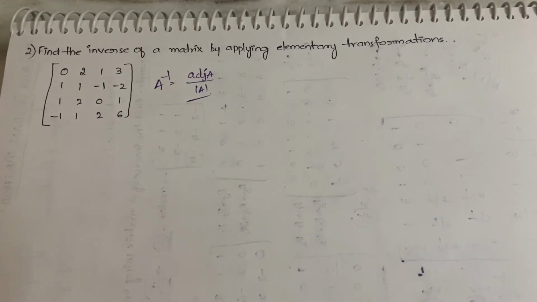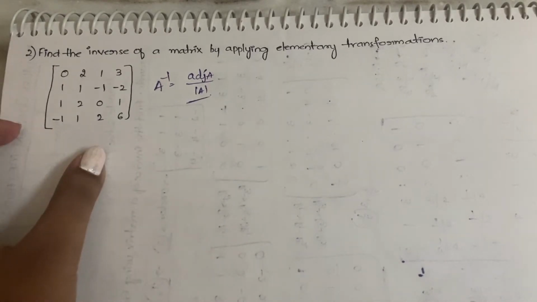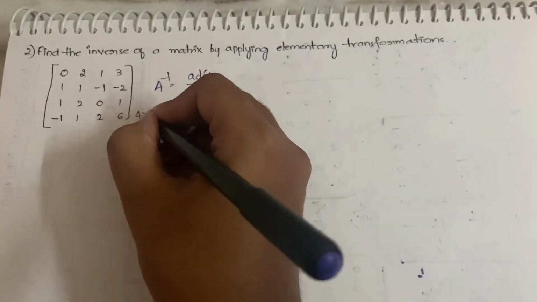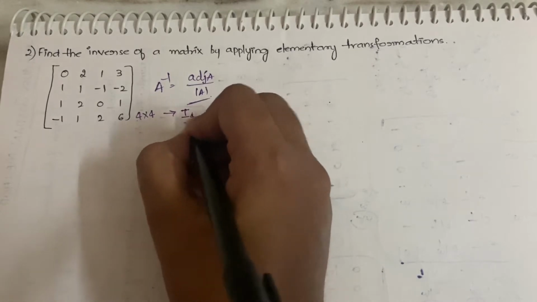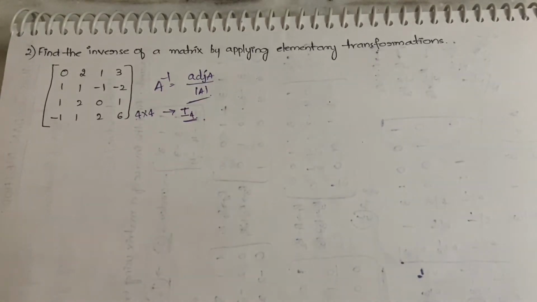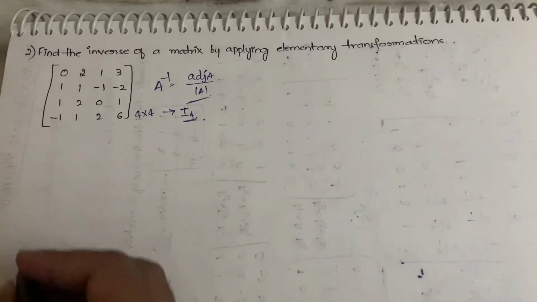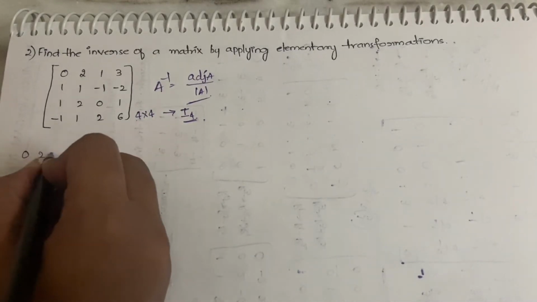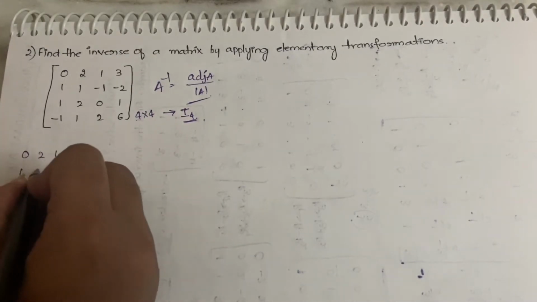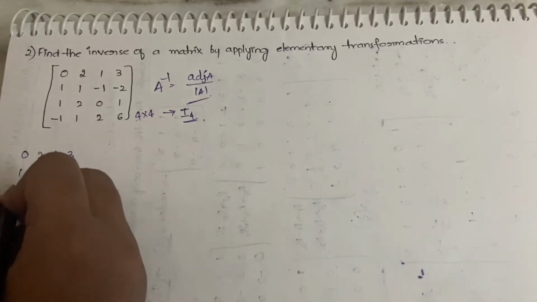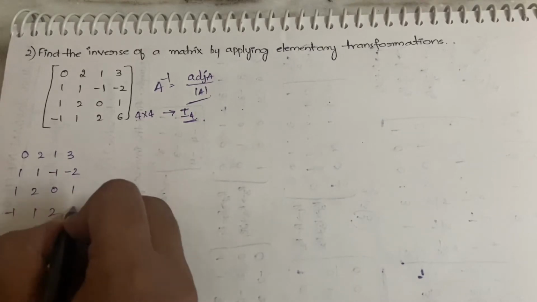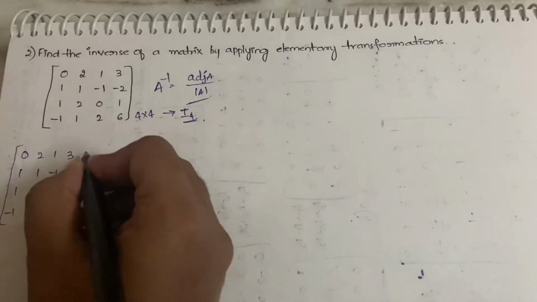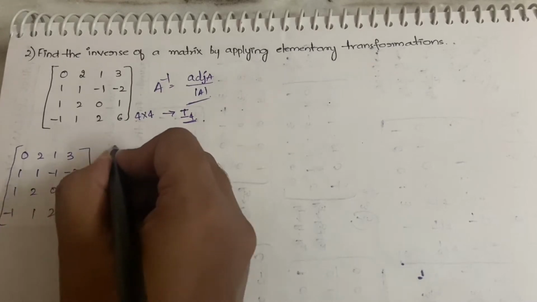Okay, you know what to do in Gauss-Jordan, right? First, you have to take an identity matrix of the same order. This is a 4 by 4 matrix, right? So you have to take an identity matrix of order 4. Okay, so let's start the problem. So basically 0 2 1 3, 1 1 minus 1 minus 2, 1 2 0 1, 2 6. Okay, this is our original matrix, and let us take the identity matrix here.